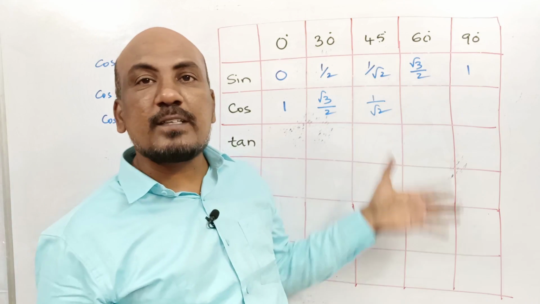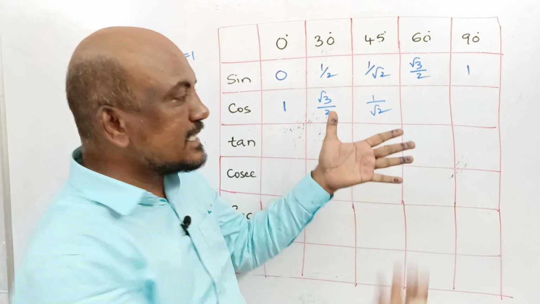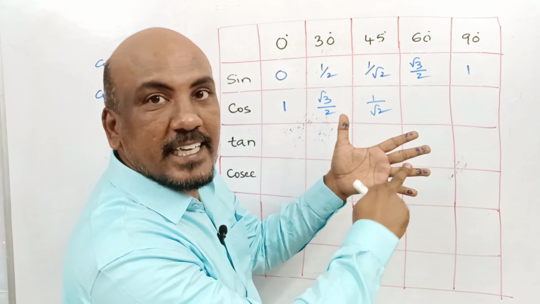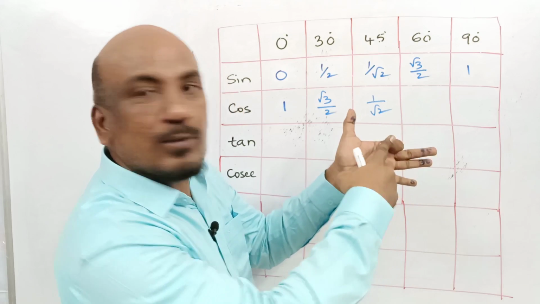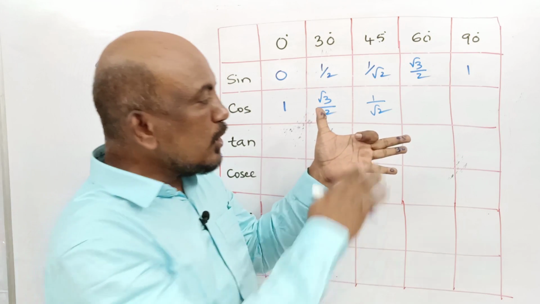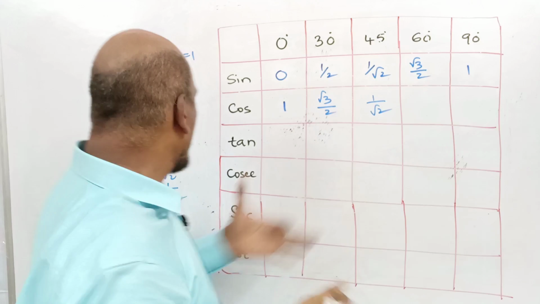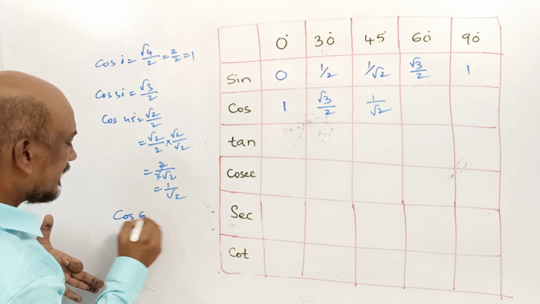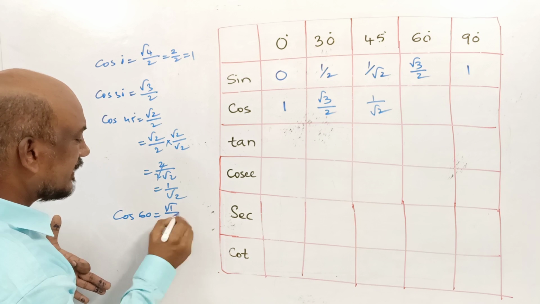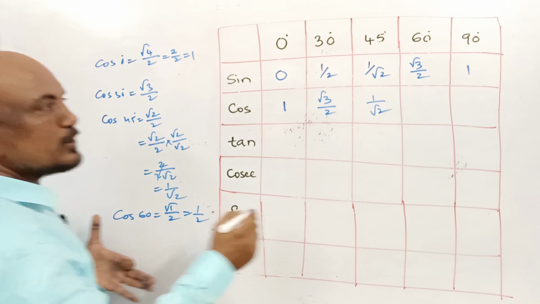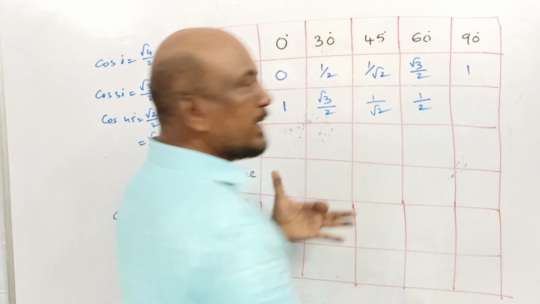So children, we will go for cos 60. What is cos 60 then? 0, 30, 45, 60. I am closing this. So how many fingers are above? 1. So it's going to be root 1 by 2. Cos 60 is root 1 by 2, which is nothing but 1 by 2. So cos 60 is 1 by 2.